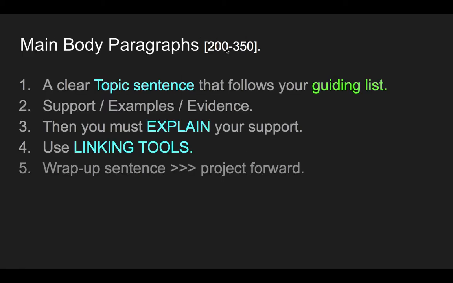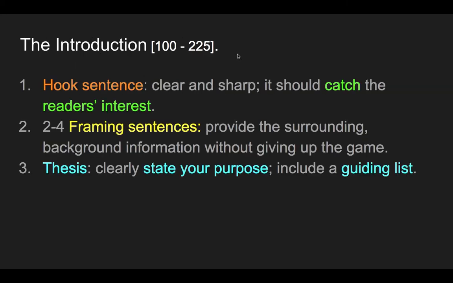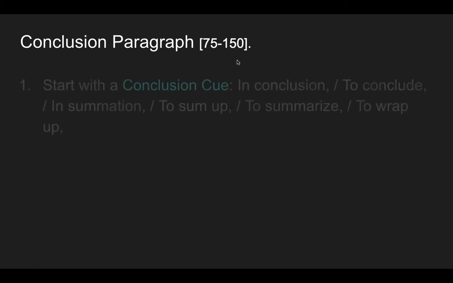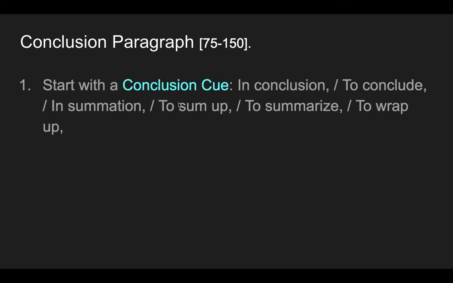Okay, so we're moving along nicely here. Let's talk about the conclusion paragraph. Now you'll notice it's a little bit shorter, right? We got 200 to 350 for main body. Remember that the introductory paragraph was 100 to 225, and then the conclusion's shortest. It's 75 to 150. So when you're doing your concluding paragraphs, you always want to start with a concluding cue, because then the reader knows we've arrived at the end.